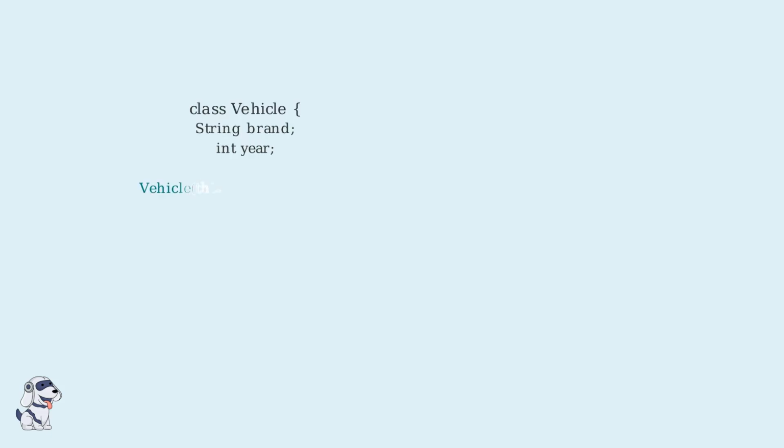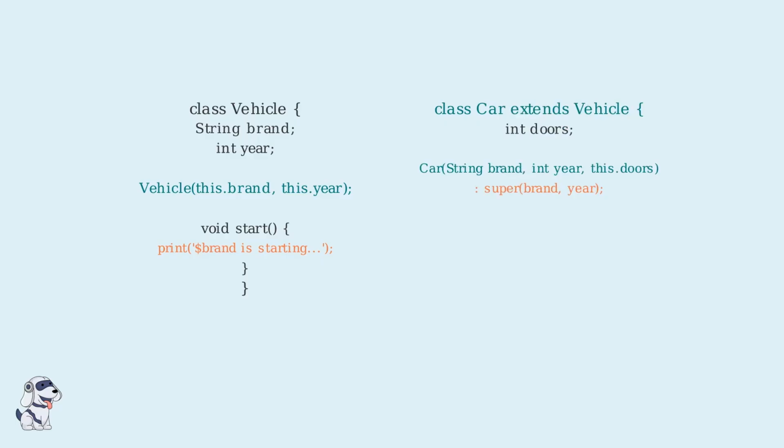Here's a simple example. We start with a vehicle class that has common properties like brand and year and a method called start. Now, let's create a car class that inherits from vehicle using the extends keyword. Notice how car automatically gets all the properties and methods from vehicle. The super keyword is crucial in inheritance. It allows the child class constructor to call the parent class constructor, ensuring proper initialization of inherited properties.